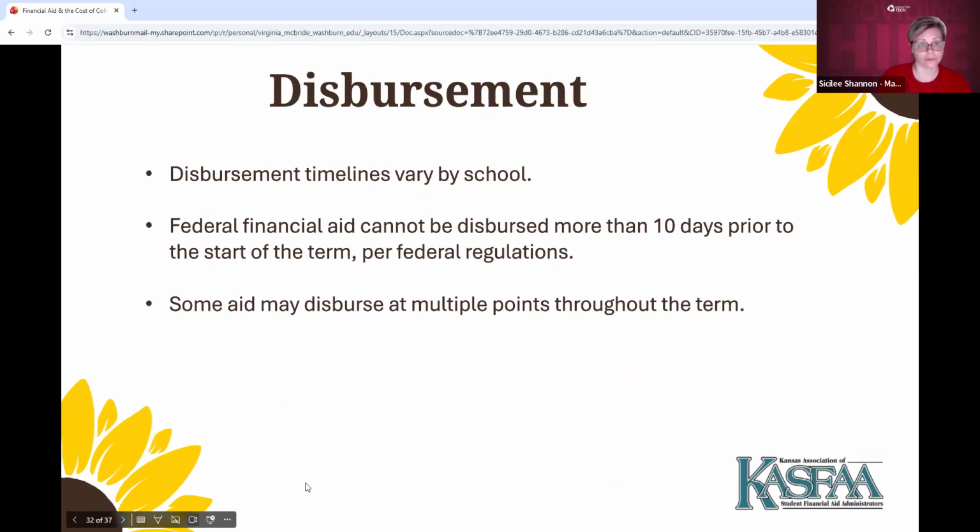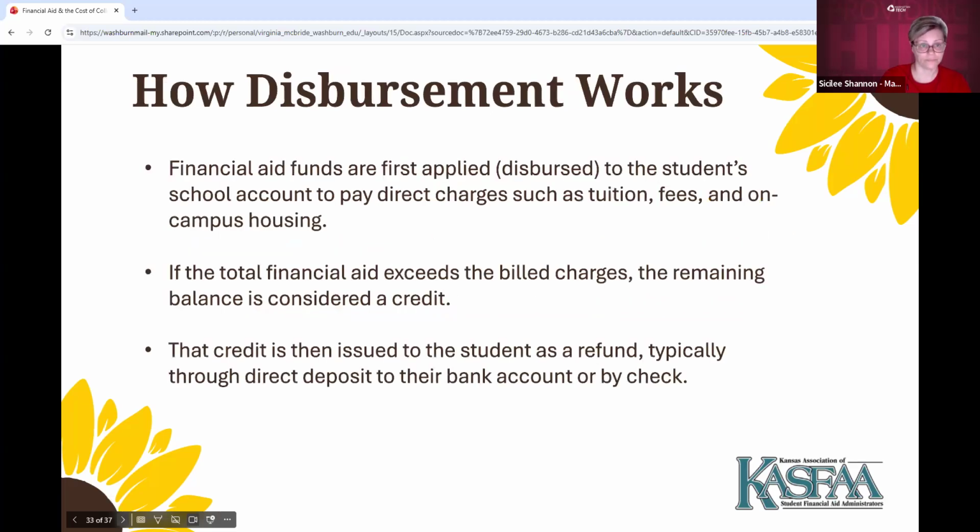Disbursement. Disbursement timelines do vary by school. Federal financial aid cannot be disbursed more than 10 days prior to the start of the term per federal regulations. Some aid may disburse at multiple points throughout the term. It is up to the school.